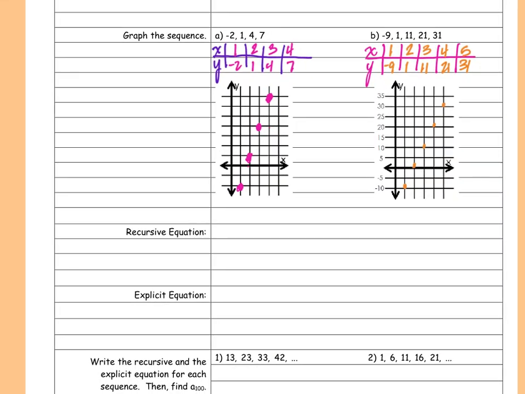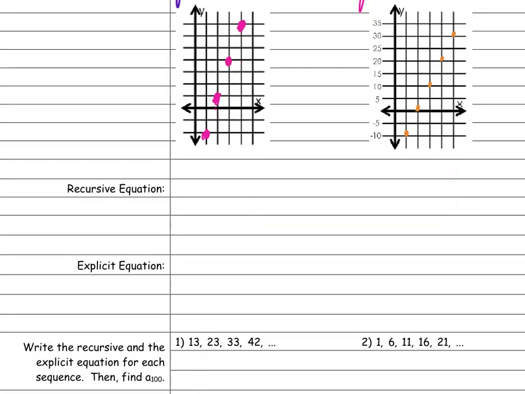Okay. So now we're going to talk about the equations we're going to write. And this is the important part. We're going to write a recursive equation and an explicit equation. You guys have already written explicit equations, and we're going to do some more today. You just didn't know that's what it was called. And we're going to write your recursive equations. We're going to start with the recursive equations. I happen to think they're easier to write. They're just not as useful as an explicit equation.